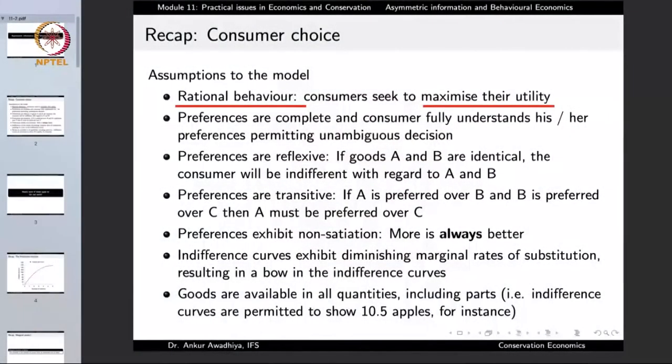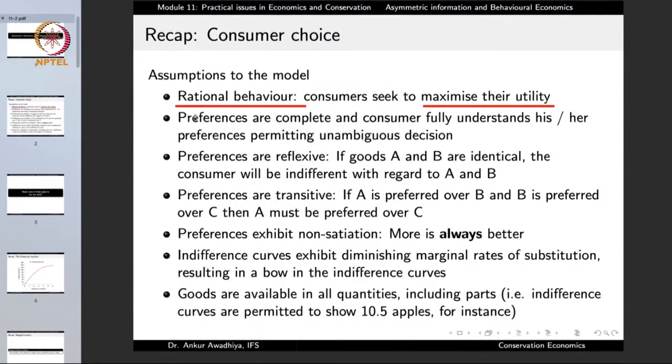But this assumption is not always true, because in a number of cases, we do not have the information at all. Or if we have the information, we do not have sufficient time to process it. And in certain cases, even if we have the time, we may not have the ability to process it, because the processing power of our brains is limited. So rational behavior is an assumption that can be violated at certain points of time.